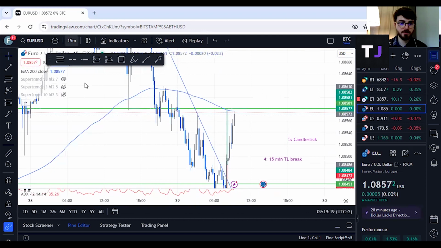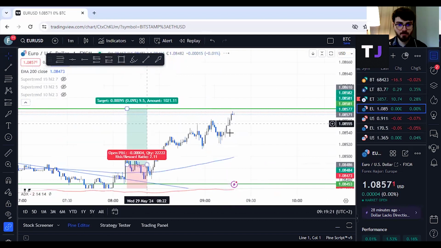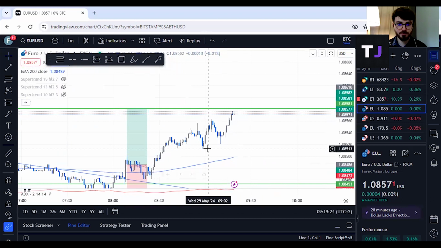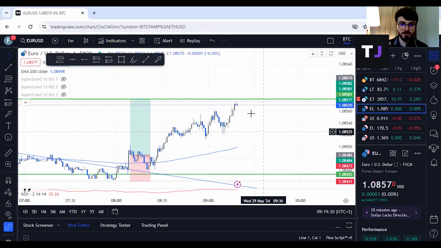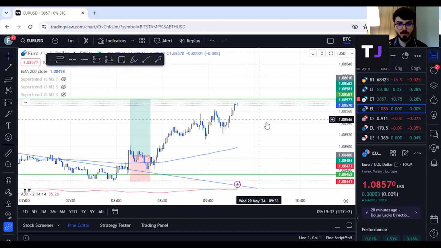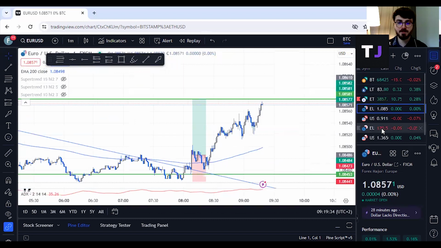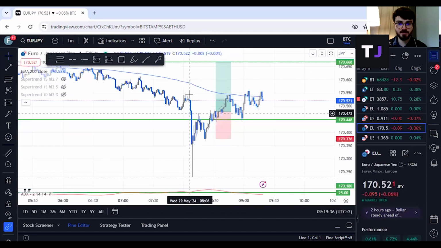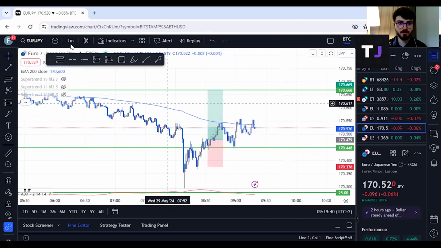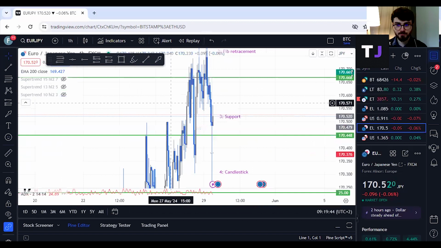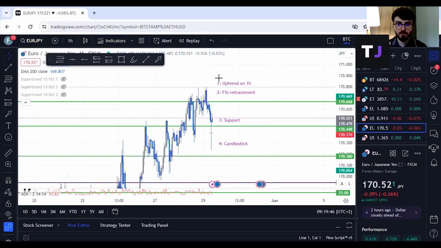And now we can see that it's been about an hour and the price is almost reaching my target. Let's see, it could still just wick here and reverse and stop me out, but I hope that it will continue here. And I have then a second trade that is very similar. It's on the GPY. And here we can also go back from the 1 hour. And there are 4 confluences here.